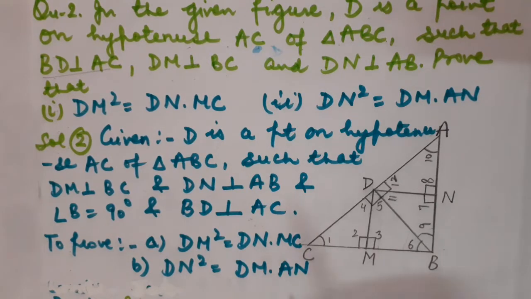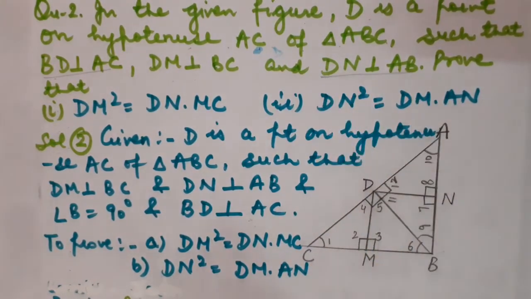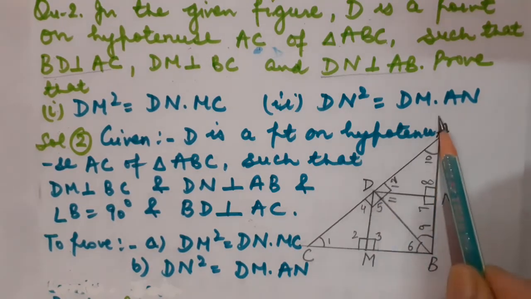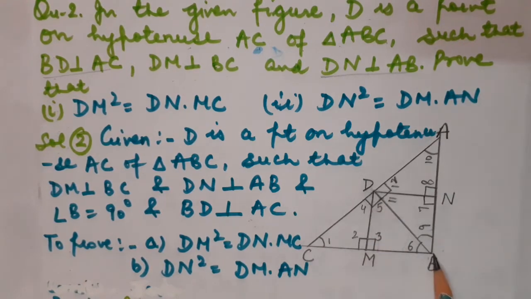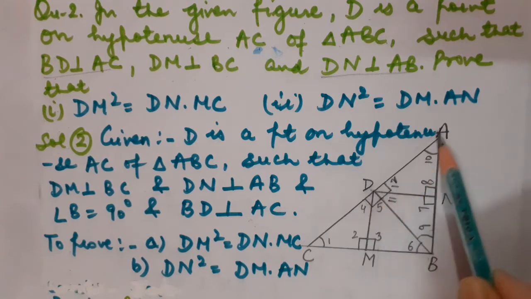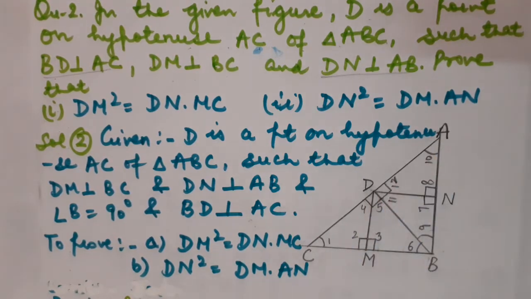And what else is given? DN is also perpendicular on AB. So there are three perpendiculars drawn. Let us recall them. One, DN, which is perpendicular on height. One, DM, which is perpendicular on base. And another, BD, which is perpendicular on hypotenuse.